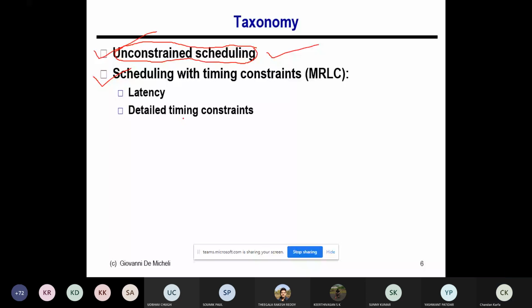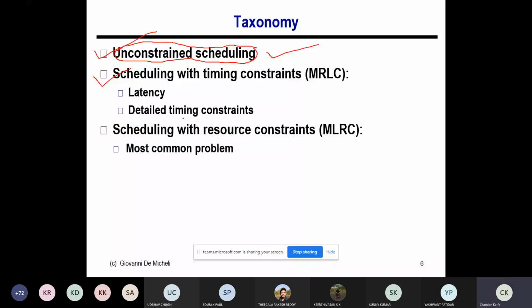The third category of problem is the reverse. It is MLRC, minimize latency under resource constraint. Suppose I have given you the resource constraint: 2 multipliers, 1 adder, and so on. There may be many possible solutions. You give me the solution which takes fewer time steps or less latency, which actually takes the minimum latency under the given resource constraint. That is the third category of problem that you meet. So here in the third case, you are eventually reducing the latency.